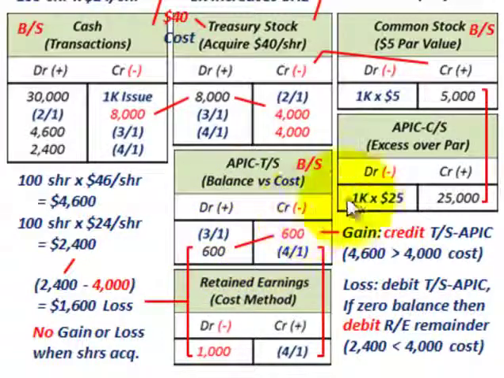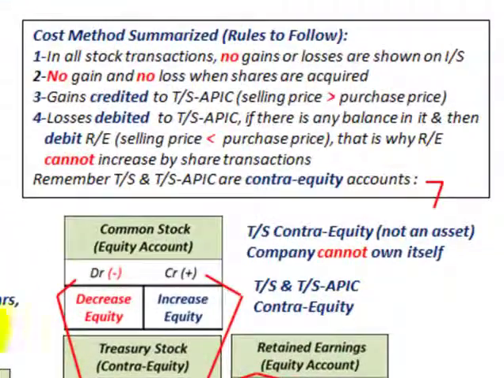Okay, so now let's go up and let's do a summary review of this here. Okay, for our cost method here, you're going to summarize here. These are the rules to follow here. Point 1, in all stock transactions, no gains or losses are shown on the income statement. Now, everything, remember, nothing flowed into our income statement. Everything stayed on our balance sheet in our equity here, or we had some cash transactions here as an asset.